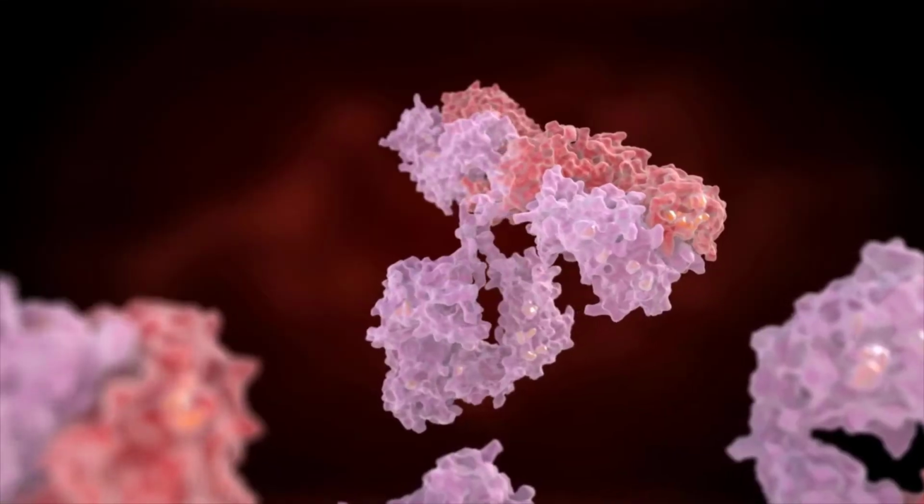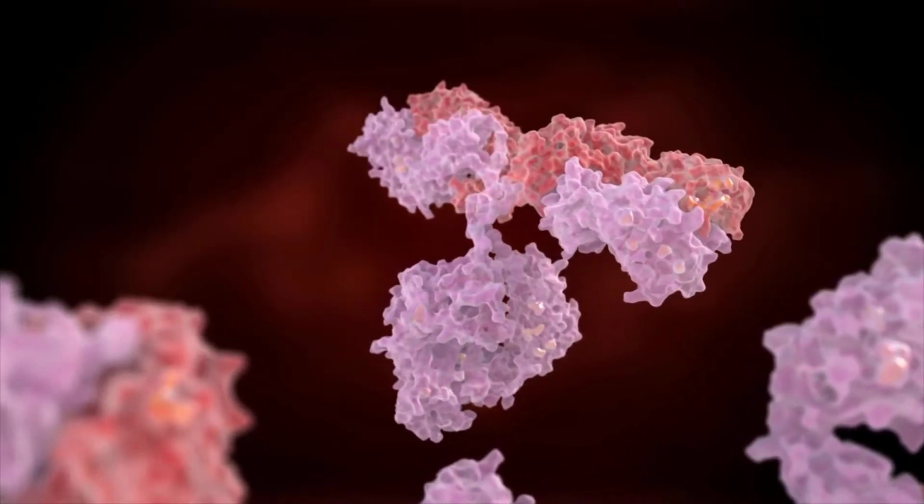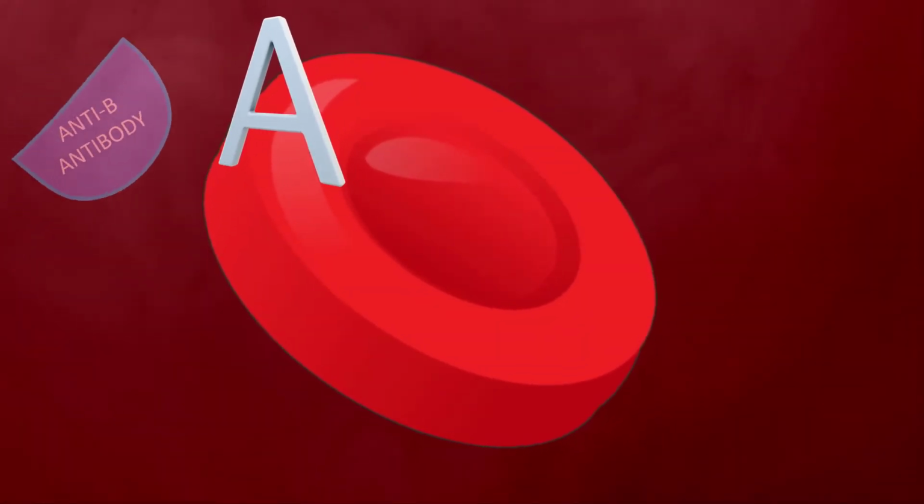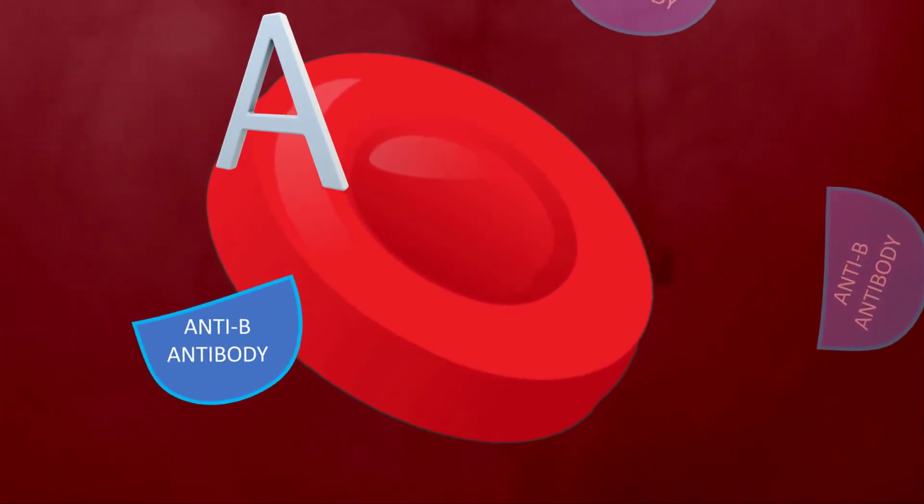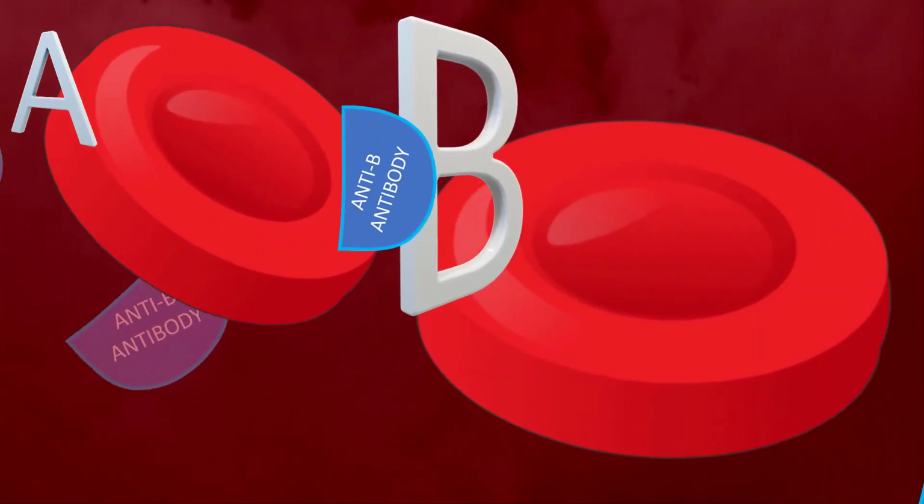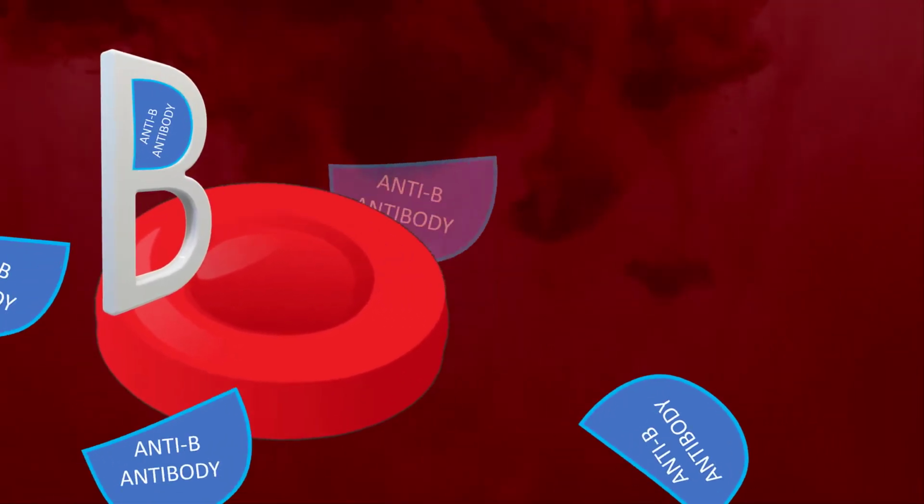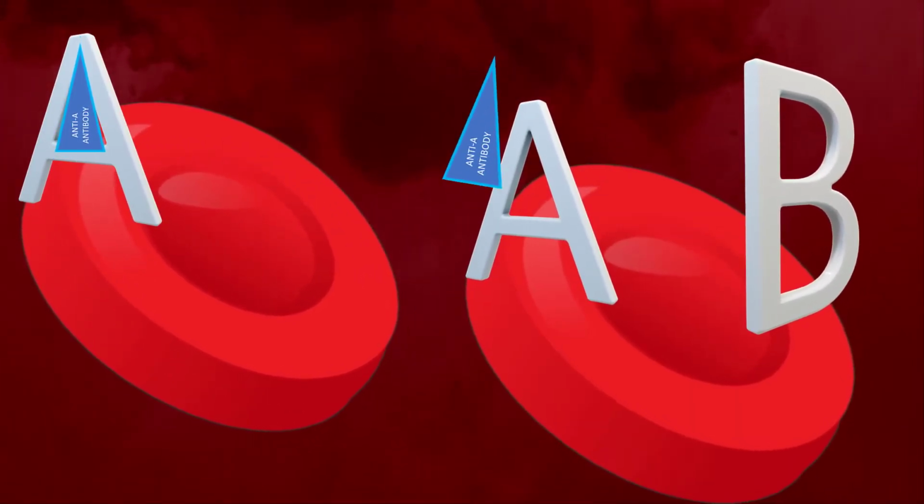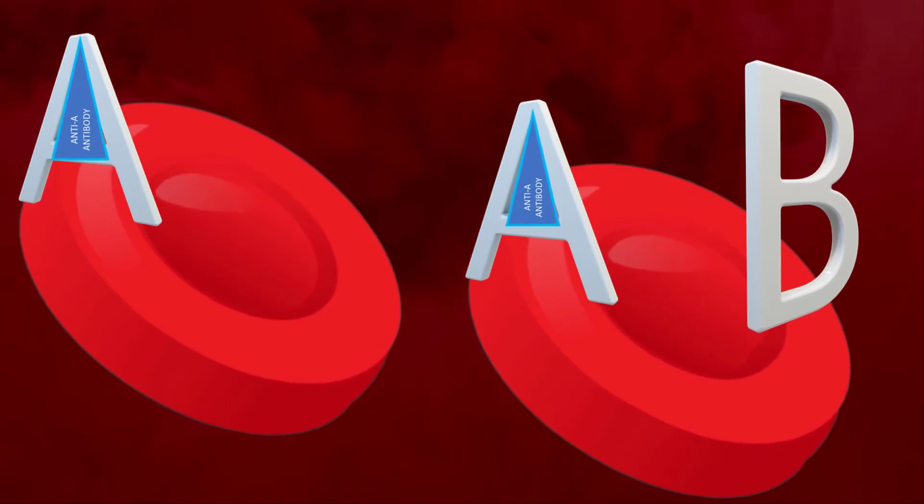Blood plasma contains antibodies called agglutinins that will attack foreign surface antigens. For a person with blood type A, the blood plasma contains anti-B antibodies that will attack type B surface antigens. Therefore, this person cannot receive type B or type AB blood. For a person with blood type B, their plasma contains anti-A antibodies that will attack type A surface antigens. A person with type B blood cannot receive type A or type AB blood.